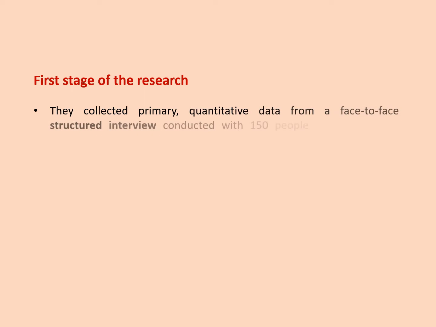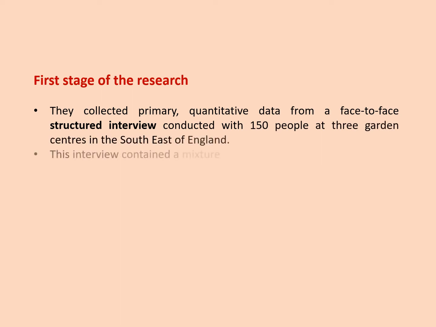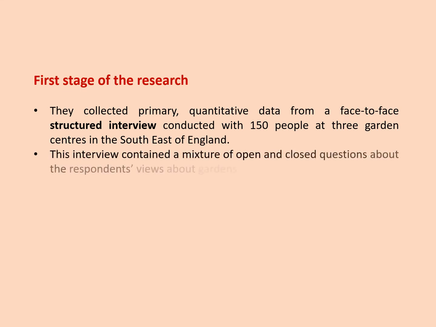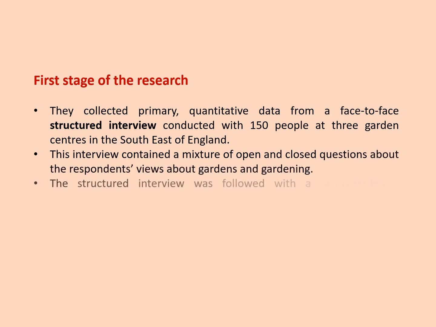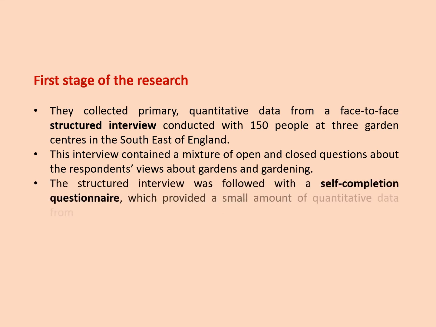As said, in the first stage of the research, they collected quantitative data. They used two different but connected quantitative methods. One is a structured interview with a mixture of open and closed questions. And the second method was a self-completion questionnaire. Their population, their sample population, was 150 people at 3 different garden centers in southeast of England.